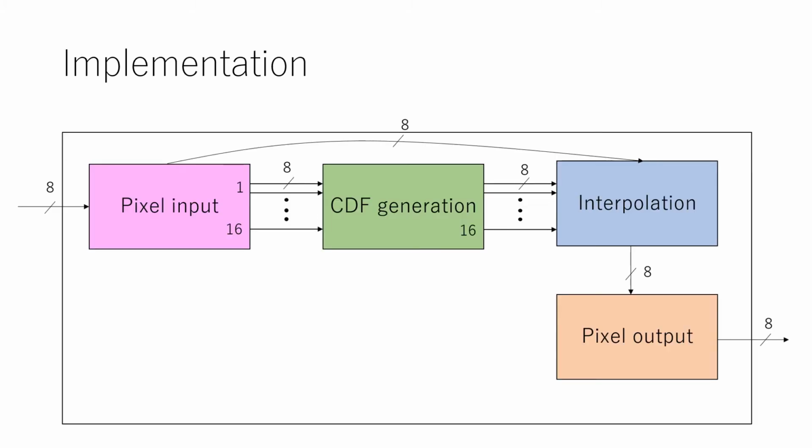Next, we'll talk about the implementation. Our module consists of 4 submodules: a pixel input module, a CDF generation module, an interpolation module, and a pixel output module. The pixel input module partitions pixels by tiles. The CDF generation module creates CDFs from each tile. And the interpolation module interpolates pixels using the CDFs. Finally, the pixel output module ejects the converted pixels.